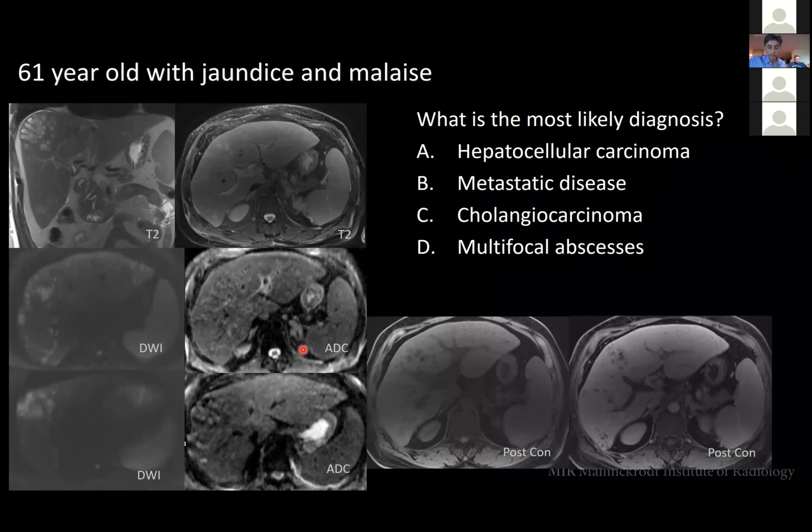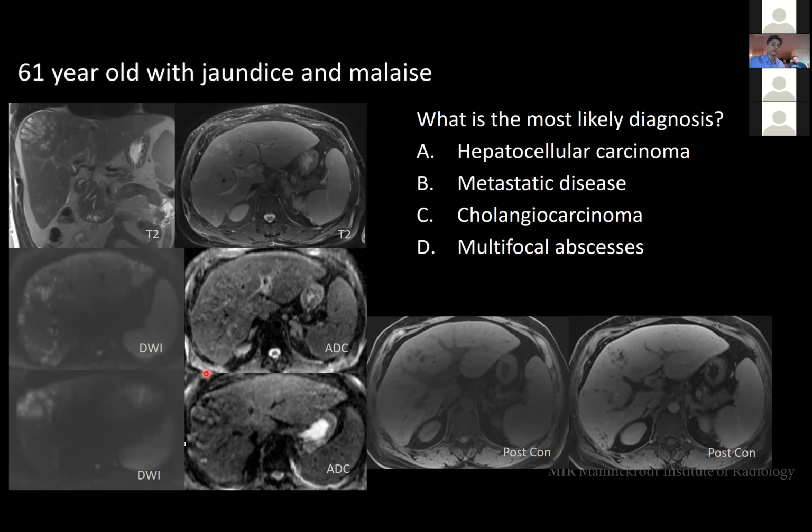61-year-old with jaundice and malaise. So what is the most likely diagnosis? Is it a hepatocellular carcinoma, metastasis, cholangiocarcinoma, or multifocal abscesses? Here is a HASTE, and you see that there is hyperintense T2 signal intensity. On diffusion, you see multiple additional satellite lesions. Here is the index lesion that you're seeing, plus multiple additional satellite lesions.